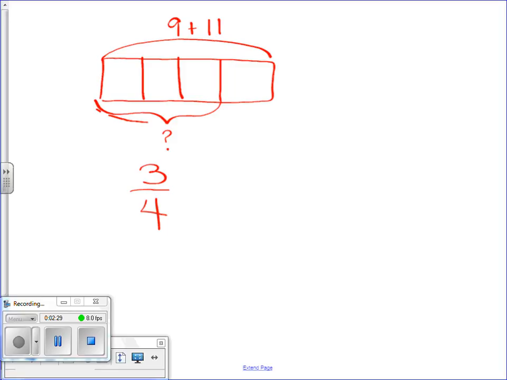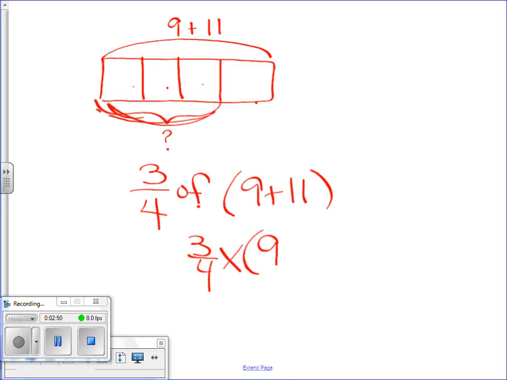3/4, because that's right here. The question mark is 1, 2, 3 out of 4, of 9 plus 11. Now this "of" will become what? 20? No. A multiplication sign. 3/4 of 9 plus 11.